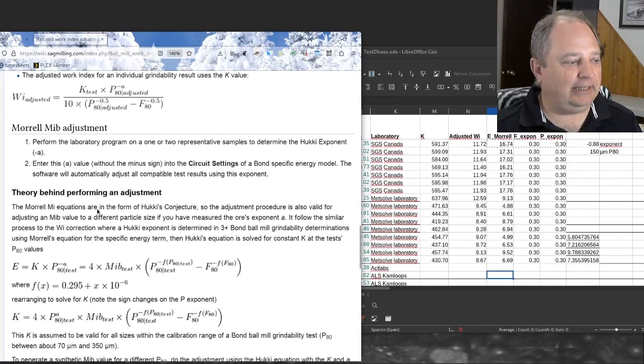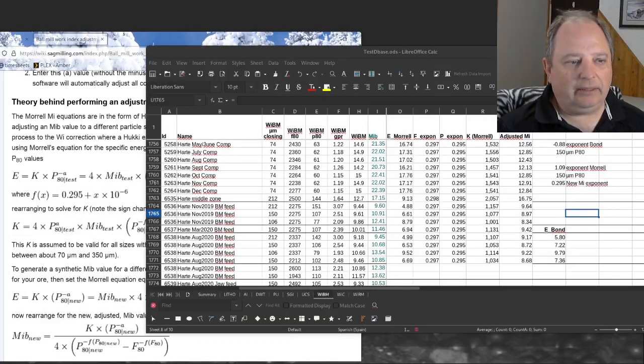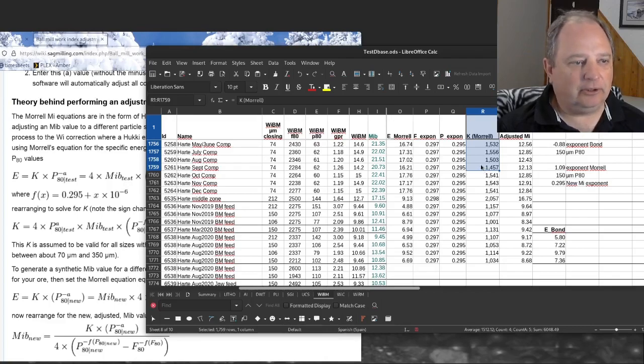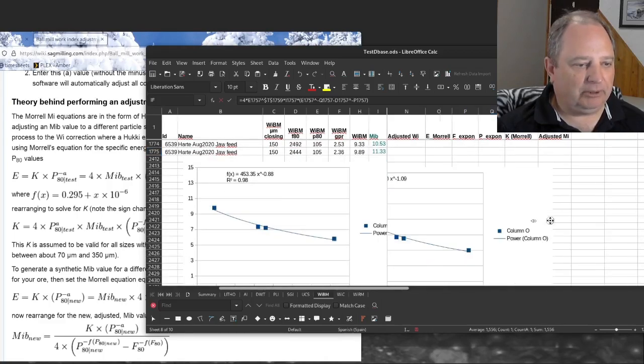We can take that now and plug it into this equation and generate a whole set of new MIB numbers. Now, I don't want to sit here tapping away on the keyboard while you're watching me, so I'm just going to pause the video, get the math done, and then I'll pop back in and show you what it looks like. Okay, I'm back, and what we've got here, we've added a column to the spreadsheet for the K value, the coefficient, using the Morrell methodology. And we're using the exponent that we pulled off of the Morrell signature plot, which is here.